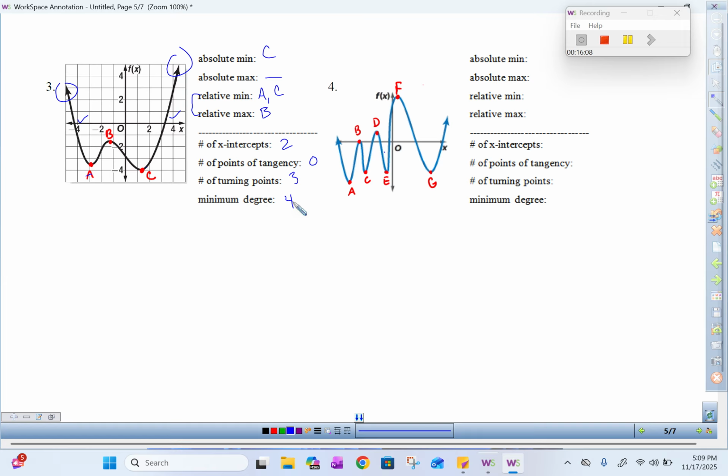Please make sure your minimum degree also matches your end behavior. Okay? This was an even end behavior because both of the arrows point to the same direction, and that is an even number. Okay, I'm going to have you pause the video and try number 4.